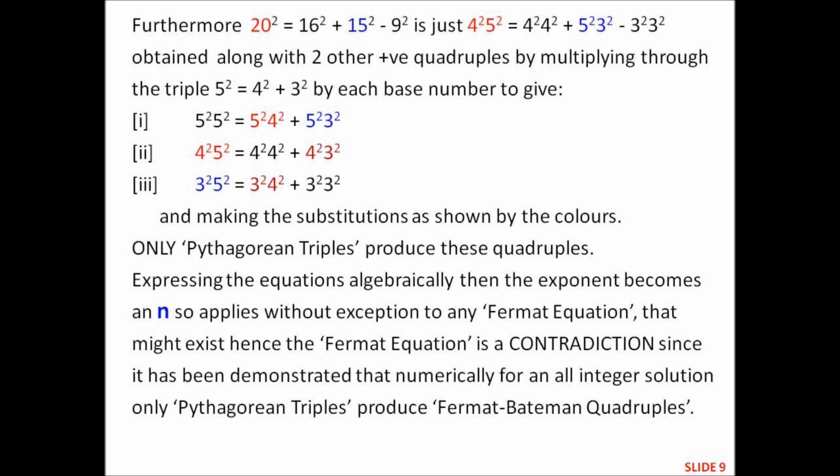Expressing the equations algebraically, then the exponent becomes an n, so it applies without exception to any Fermat equation that might exist. Hence, the Fermat equation is a contradiction, since it has been demonstrated numerically that for an all-integer solution, only Pythagorean triples produce Fermat-Bateman quadruples.